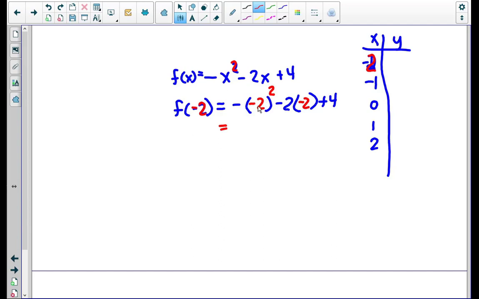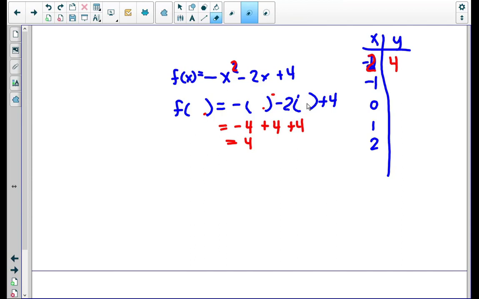Okay, so starting at negative 2 times negative 2 is positive 4 times negative 1 is negative 4. Minus 2 times minus 2 is positive 4 and then plus 4. So you can see that that's going to be equal to 4. And so I get my first point, negative 2, 4. Now I can repeat it. I can even erase my work and do this for each one if you want to. It's not terrible to do this.